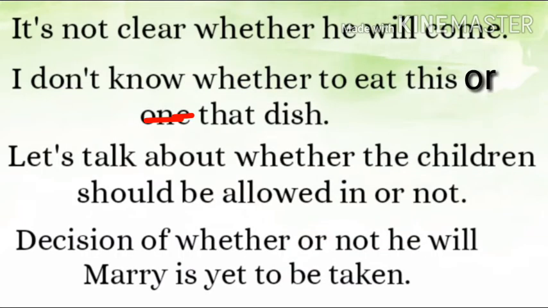Okay, now let's see some more sentences where if is not possible. It's not clear whether he'll come. We can also say it's not clear whether or not he'll come. We can also say it's not clear whether he'll come or not. All the three sentences mean the same. Here we are expressing doubt. We are not certain, we are not sure about something.